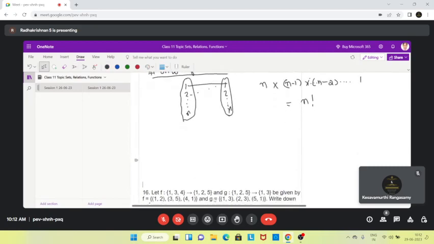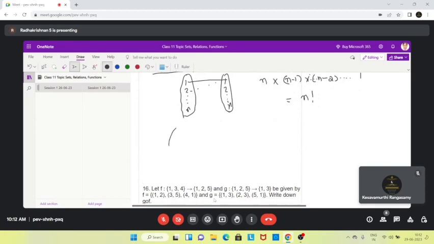Let's see. This is n. This is m. So how many one-to-one functions can be defined in this case? So let us say in this case there are two cases, m less than n, m greater than n, because m equal to n we have already seen, so that will be n factorial.